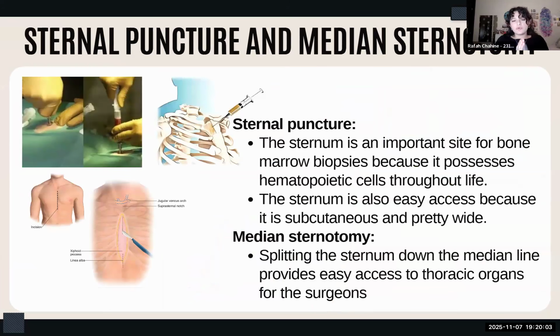Now we're going to move on to the clinical significance of the sternum. Firstly, the sternum is one of the main parts of our body where we take a bone marrow biopsy. Why? It's right here, easy access. It's really broad, really wide, very hard to miss. It also contains hematopoietic cells throughout your entire life, so it's very easy to take a bone marrow biopsy from there.